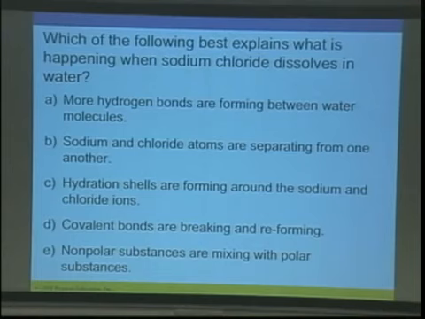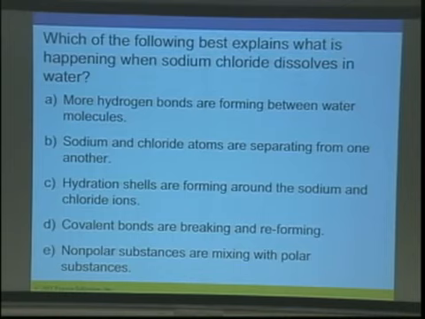So basically, 3/4 of you, 76% of you, voted for C. The answer was C, and that's the answer that I would have given, okay? Which is that hydration shells are forming around the sodium and chloride ions when sodium chloride dissolves in water.